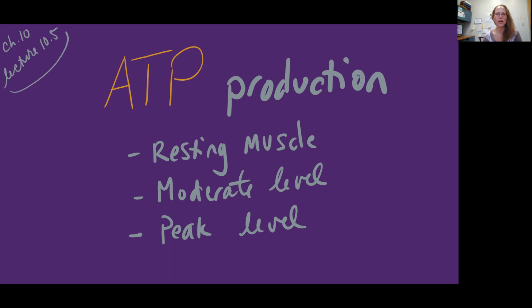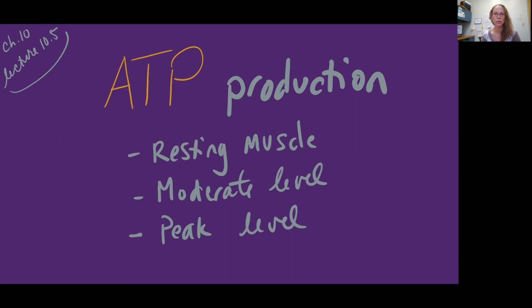We are here talking about how the muscle cells produce ATP, and what we see is that there is a different type of ATP production depending on whether that muscle is at rest or in its moderate level of activity or at its peak level of activity. Now, resting muscle is building tension without producing any movements. So this is like that muscle tone, that background level of stimulation.